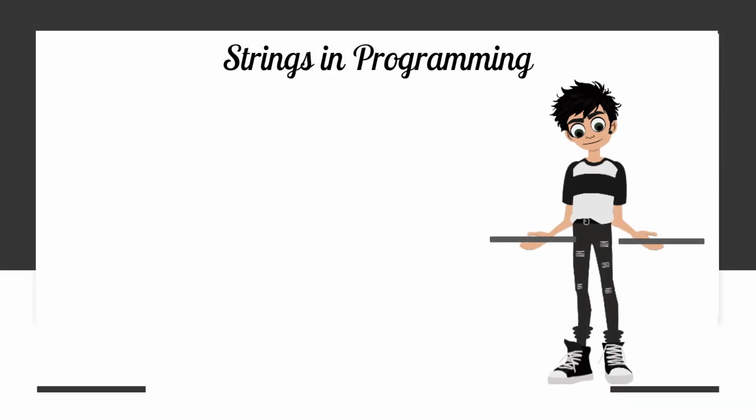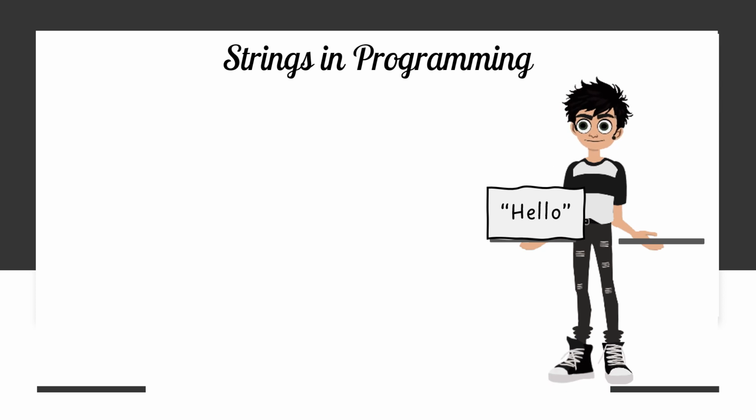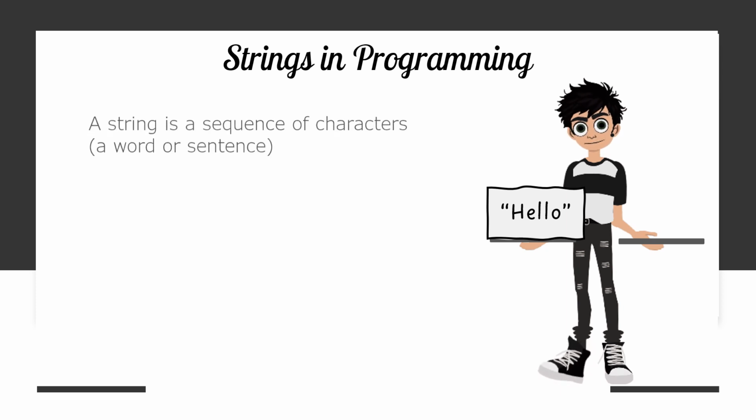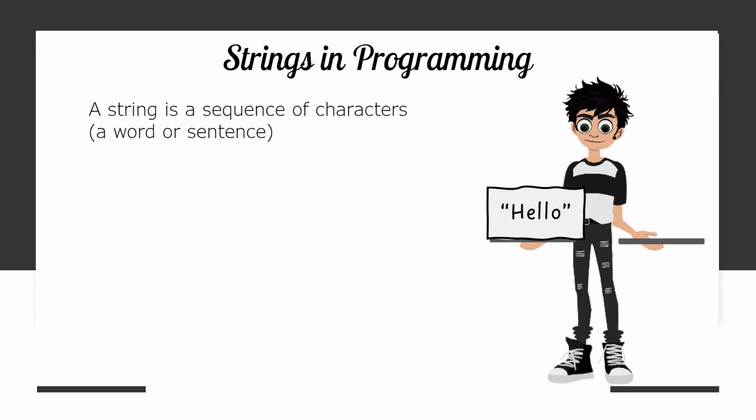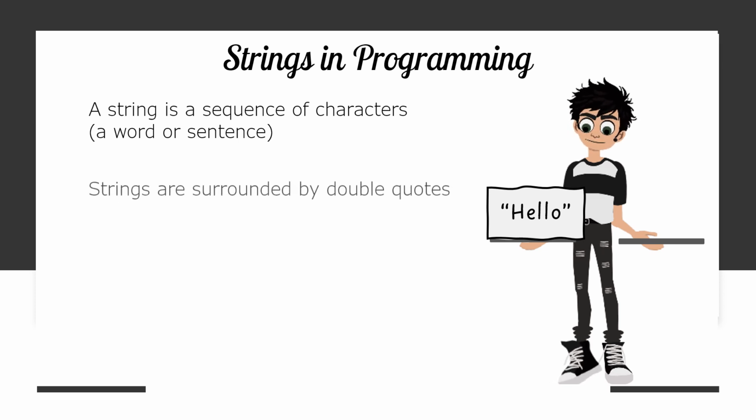Hi everyone, today we're going to learn about string data types and concatenation. So Alex here has a piece of paper with the word hello written on it. In programming, a string is a sequence of characters like this word, which is hello, and you'll see that there are double quotes around it.